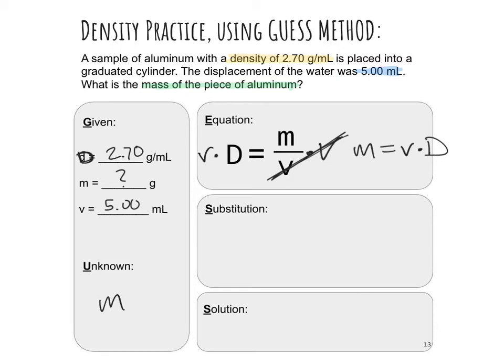Now to substitute, we always just rewrite the unknown variable. We don't have anything to substitute for it there. So we'd put M equals V. And the number for V, which we find back over here in the givens, is 5.00 milliliters. Now you do have to be sure to put your units with these things. It's important. So you get 5.00 milliliters times the density, D, which is 2.70 grams per milliliter.